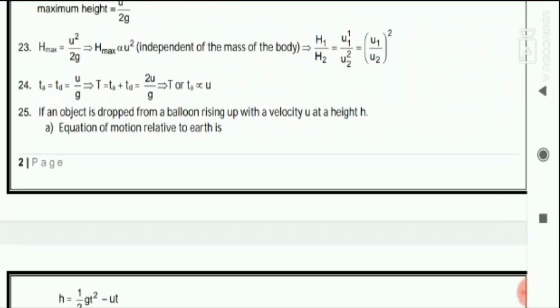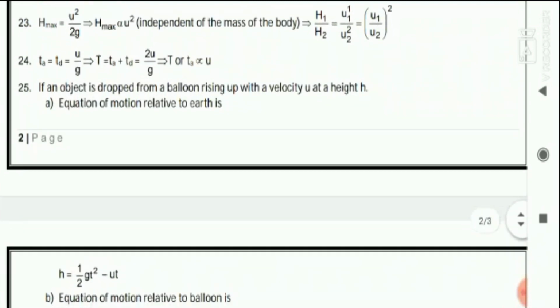Similarly, the time of ascent equals the time of descent, which is equal to u by g, and the total time of flight is equal to ta plus td, which is equal to 2u by g. U by g plus u by g is 2u by g. There we got a relation also: T is directly proportional to u. The reason is that here g is a constant.